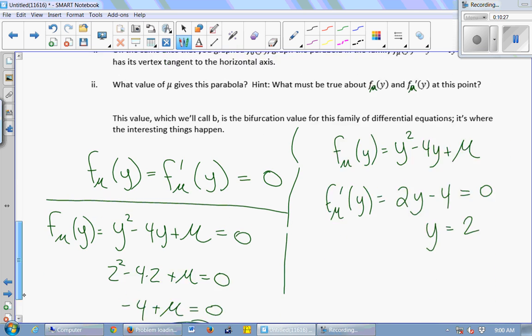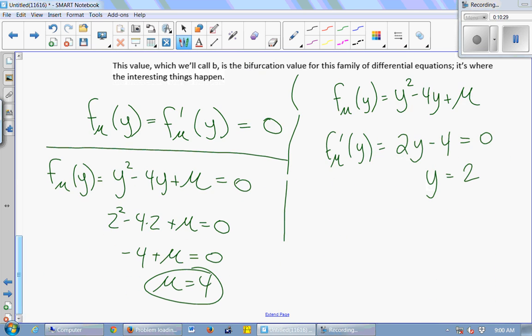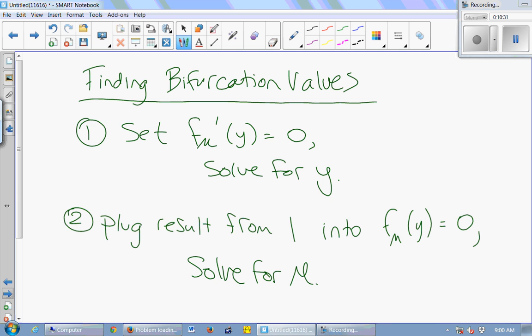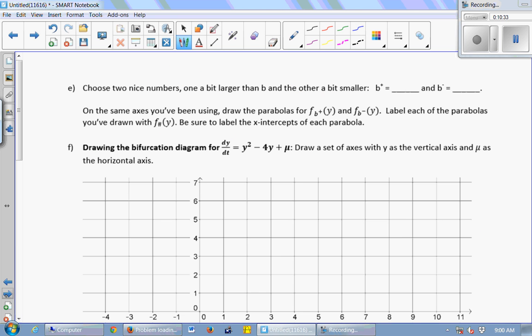All right, so we found the mu value. Mu is 4. We have a general way to find the mu value. So next we choose 2 nice numbers, one a bit larger than b, and one a bit smaller. We're calling b the bifurcation value. It happens at 4. So somebody give me a number a little bit bigger than 4. 5, I like it. How about a number a little bit smaller than 4?